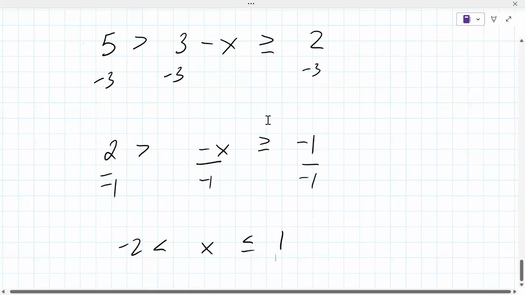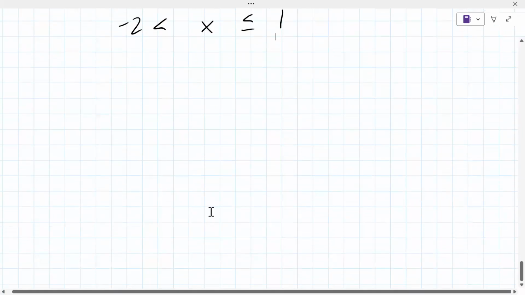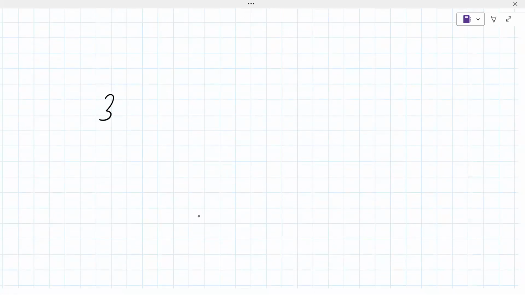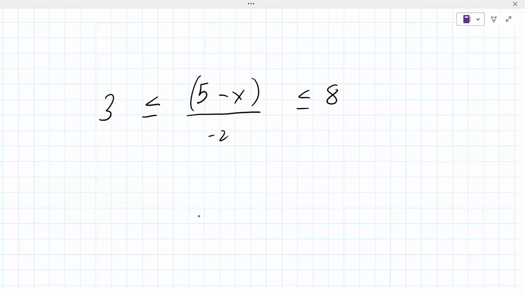There are also problems where you flip the inequality multiple times. And I'm not saying you would get this, but you could. So let's say you got 5 minus x over -2 less than or equal to 8. Okay. So go ahead and solve this, and you'll see that you'll flip the inequality twice when you solve it.